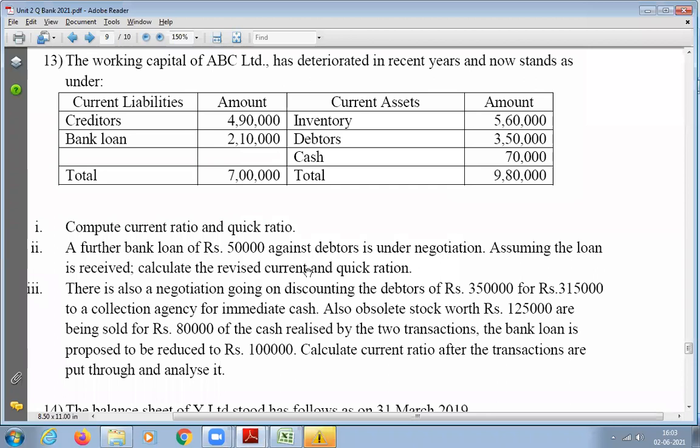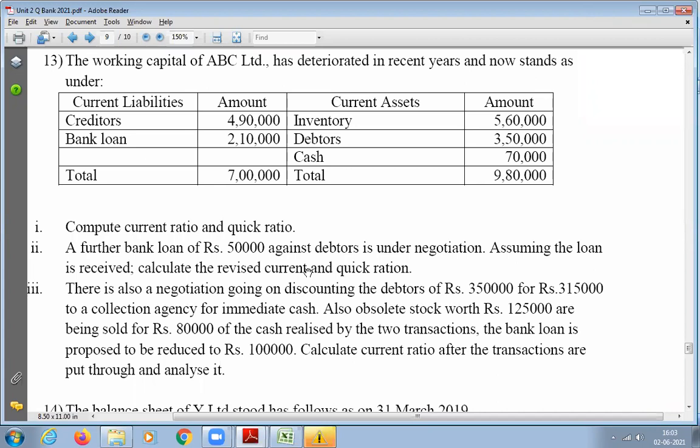The working capital of ABC Limited has deteriorated in recent years and now stands as under. Current liabilities: creditors 4,90,000, bank loan 2,10,000, total 7 lakh. Current assets: inventory 5,60,000, debtors 3,50,000, cash 70,000, total 9,80,000. Compute current ratio and quick ratio. A further bank loan of rupees 50,000 against debtors is under negotiation. Assuming the loan is received, calculate the revised current and quick ratio.